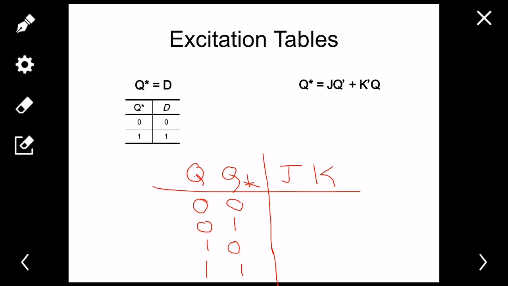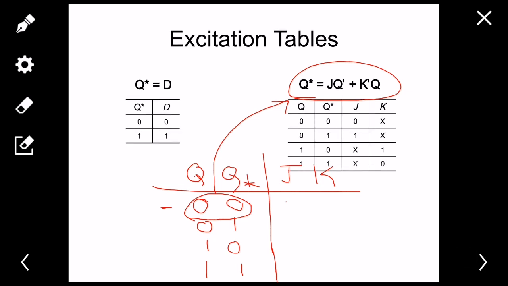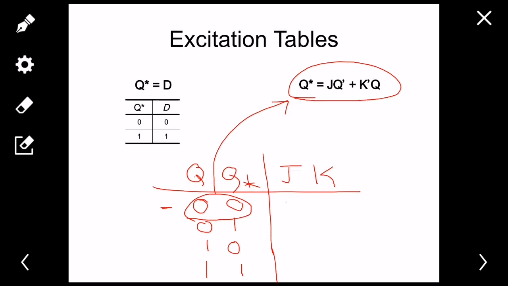Okay, fine. So how we do it, we will be using this equation, to be exact: Q star, or next state, is equal to J Q prime plus K prime Q. So I'll put this combination into this to get J and K. Let's try this one. So let's see that.